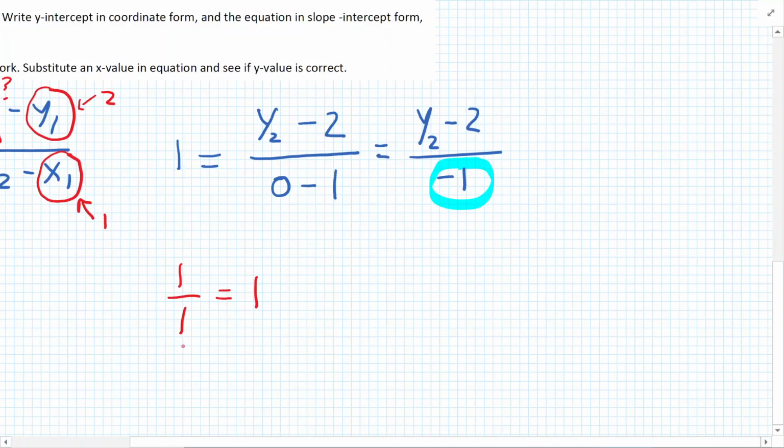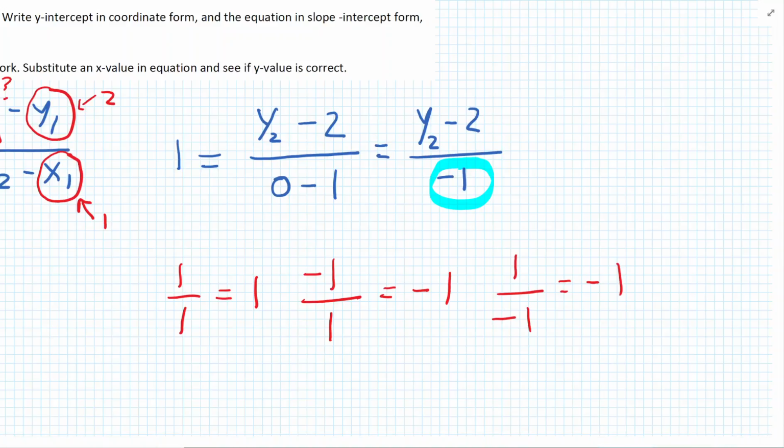So 1 divided by 1 is equal to 1. We have -1 over 1 equals -1. And we have 1 divided by -1 equals -1. So I want to put a wall between these so you can see what we're doing here.